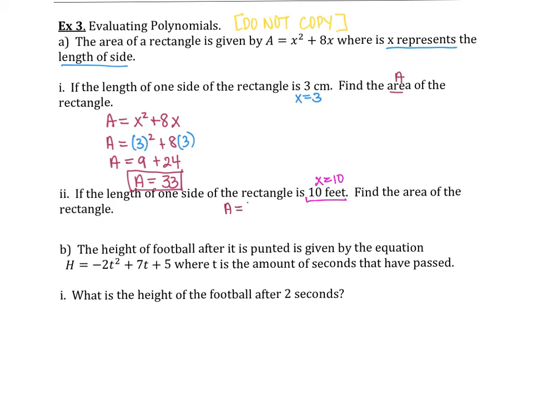So what was it? x squared plus 8x. Okay, what is 10? 10 to the second is 10 times 10, which is 100. 8 times 10 is 80, so the area is 180. The unit should be square feet, but again, I'll have your geometry teachers worry about that.